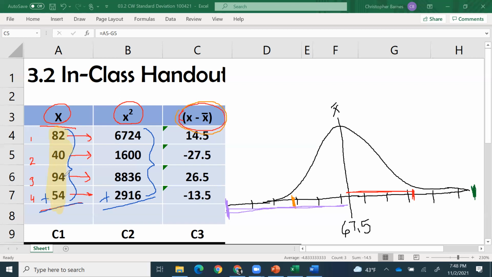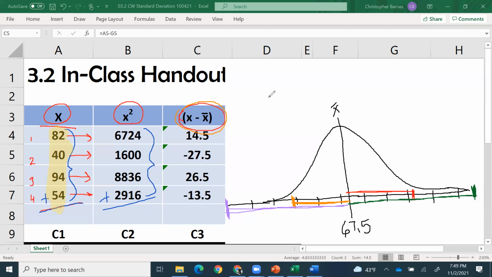Our next value is the 94. If we look at that, that is actually 26 spaces above the mean. And then you look at the 54, that right here is negative 13.5 spaces or 13.5 spaces below the mean.